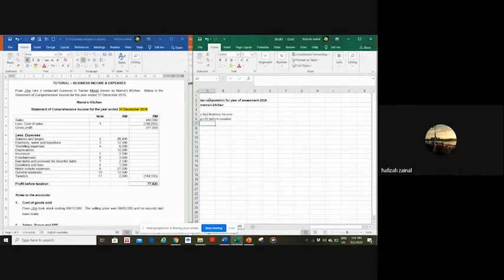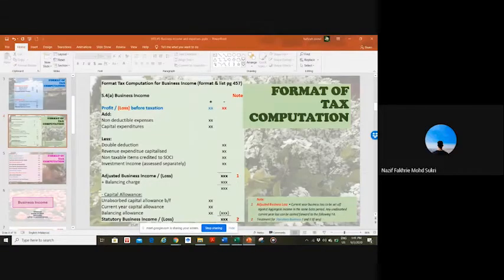Why actually do we start with profit before taxation? Any idea? Why in practice do we start with profit before tax? Because it is given. In reality, because that's what is given. Yes. Why profit before tax? Because we want to calculate the tax. You want to calculate the tax.